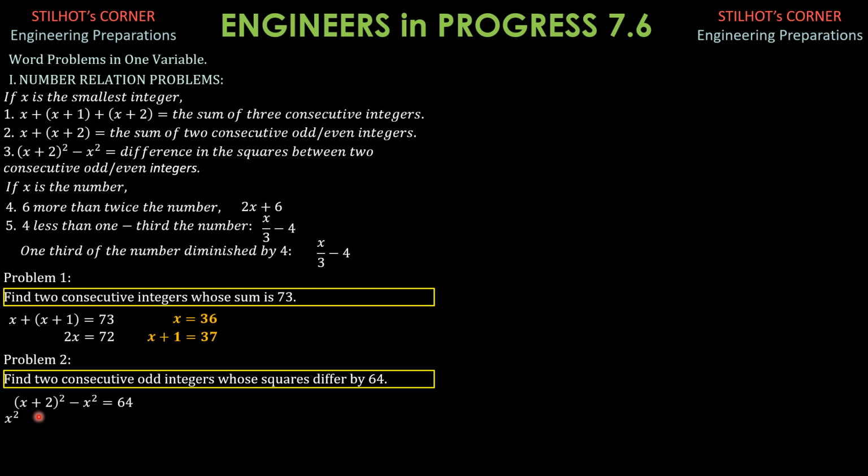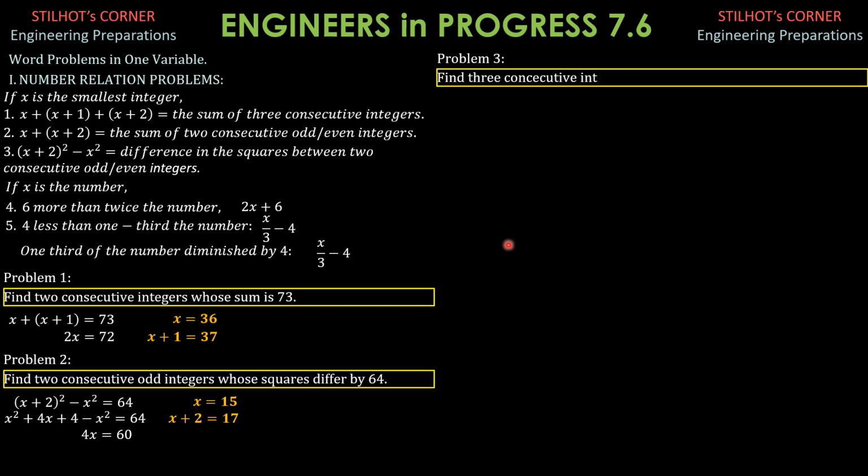Expanding, x squared plus 4x plus 4 minus x squared equals 64, so we cancel x squared. This is 4x equals 64 minus 4, 60. 4x equals 60, divide by 4, so x is 60 over 4. So x is 15, that's the smaller integer, and the larger integer is 15 plus 2, which is 17. So x is 15, x plus 2 is 17. So this is the larger, and that's the smaller integer. You can also check: 17 squared is 289 minus 15 squared, 225, and the difference is 64.